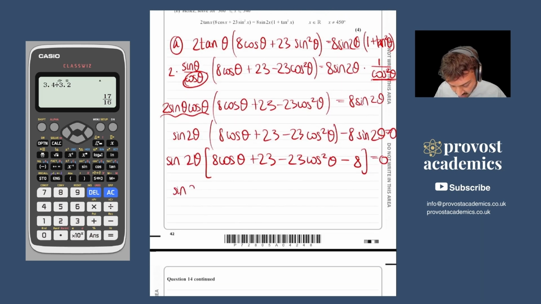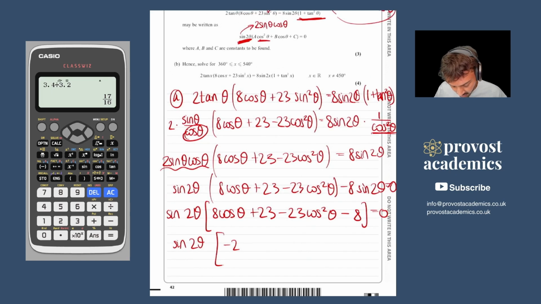So for us to get sine 2 theta times minus 23 ... what order do they want it? Yeah, so minus 23 cos squared theta plus 8 cos theta, and 23 minus 8 should be plus 15. That's equal to 0, and that's the format they want it. So I'm going to say QED.